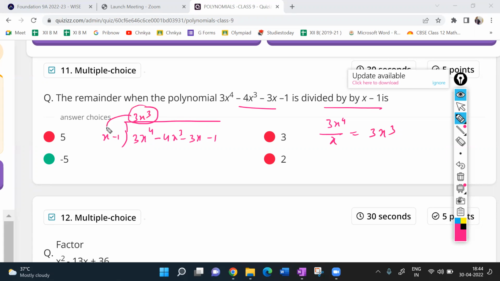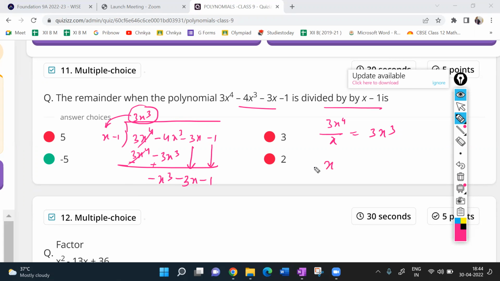Now multiplying this entire term with the divisor. So 3x times x cubed gives 3x to the power of 4, and minus 3x cubed. Now changing the symbols here, minus plus, so this will get cancelled. Minus x cubed is the remainder, which I'm carrying here as it is, and this as well I'm carrying as it is.